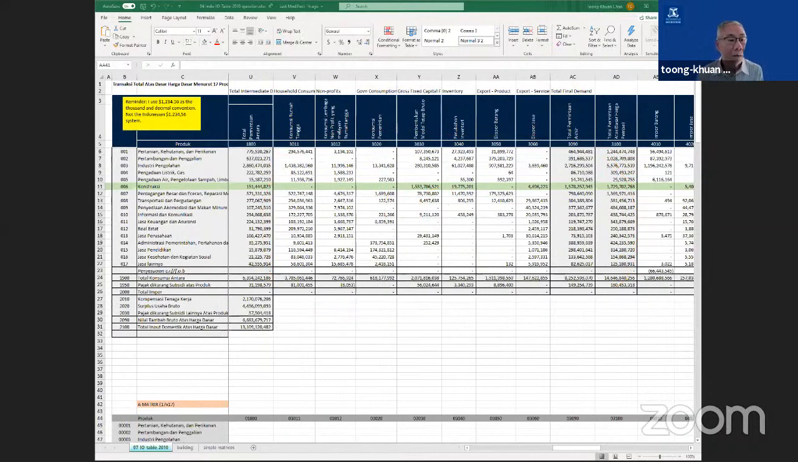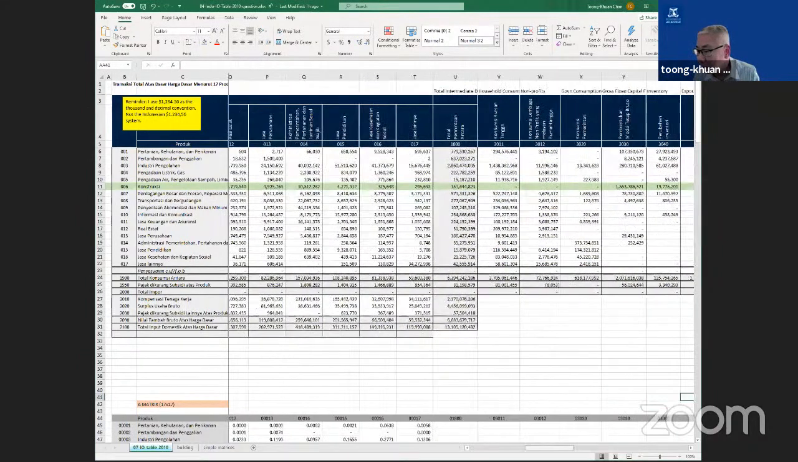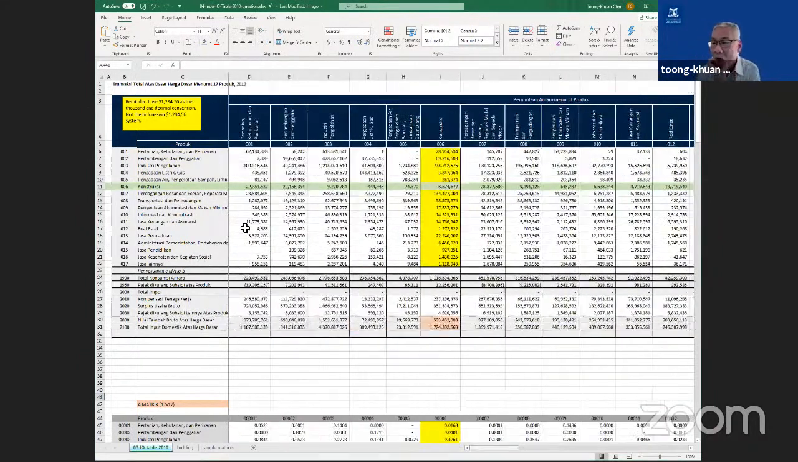Okay, let me then move on to Quadrant 3. I'm going to zoom this back. Come back here. Now, where is Quadrant 1? Annotate.